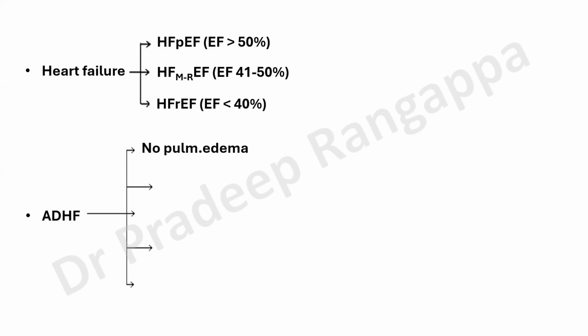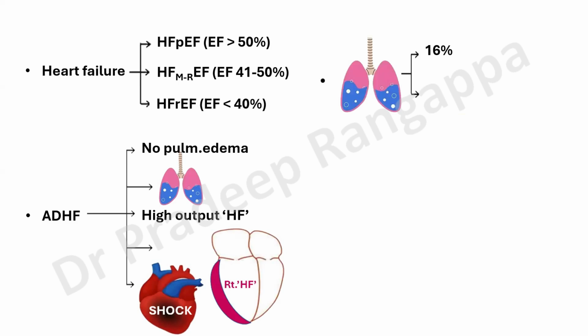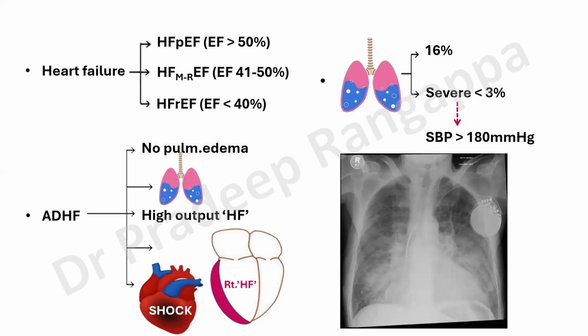And they have divided acute decompensated heart failure into no pulmonary edema, the one presenting with pulmonary edema or high output heart failure, the fourth category as someone with right heart failure, and the fifth category as cardiogenic shock. They've also suggested that the percentage of patients who get admitted with pulmonary edema is around 16%, out of which 3% have severe pulmonary edema, and most of these patients were found to have systolic blood pressure more than 180 millimeter mercury, and this is a typical X-ray feature of pulmonary edema.